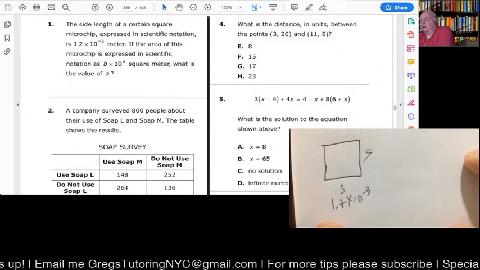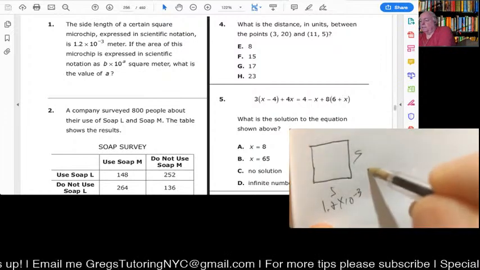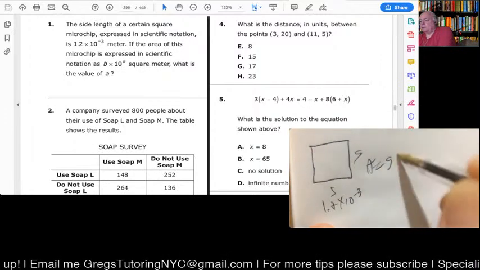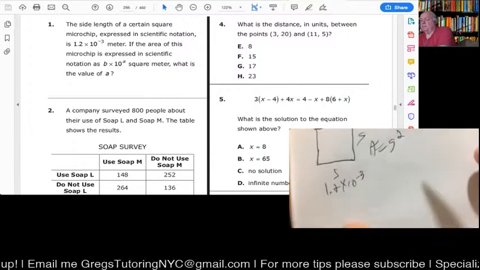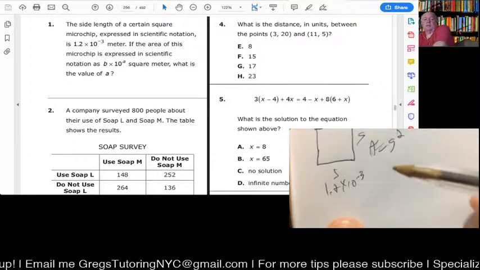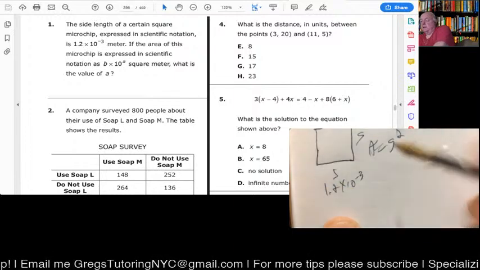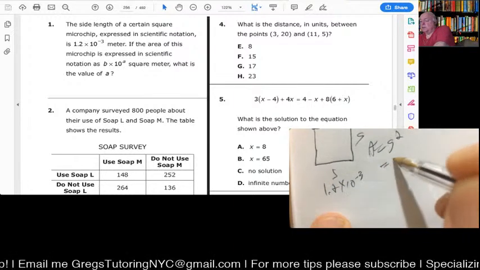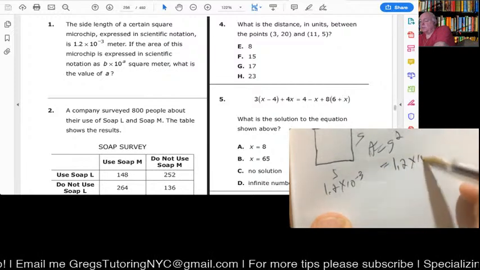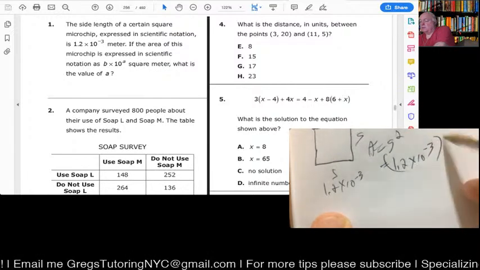Okay, so then the area is the side squared, right? So what they're asking us to do is somehow get the area and fill out a b and an a here. So the area in this case is going to be 1.2 times 10 to the minus 3. That whole thing is squared.